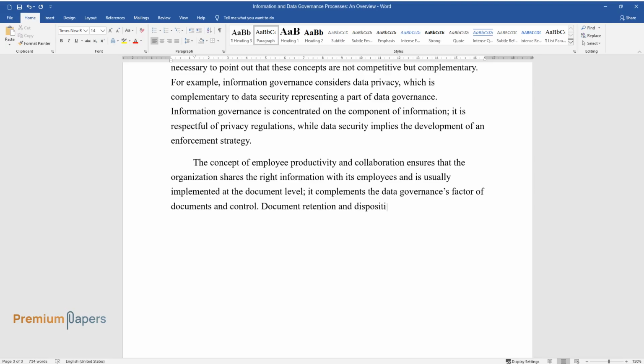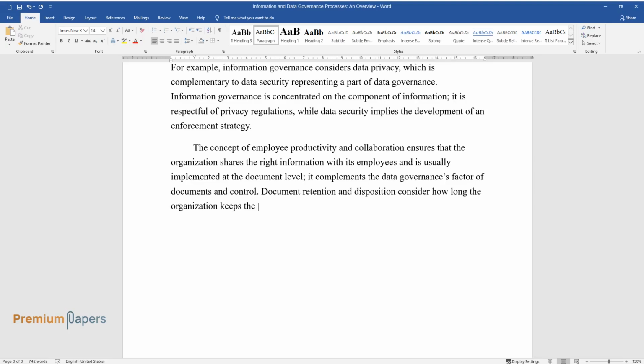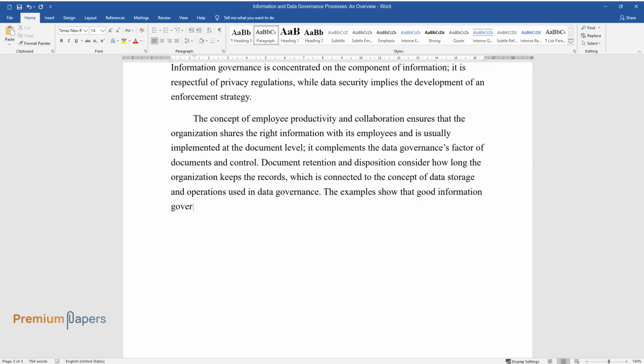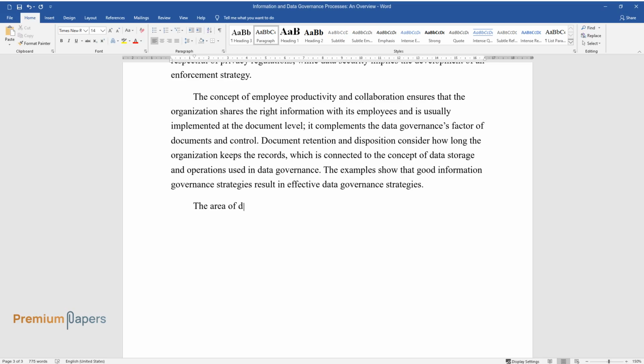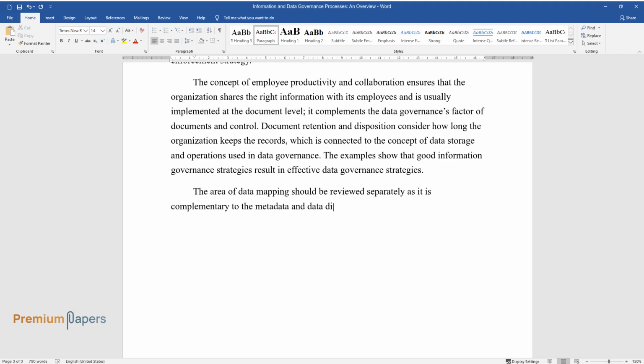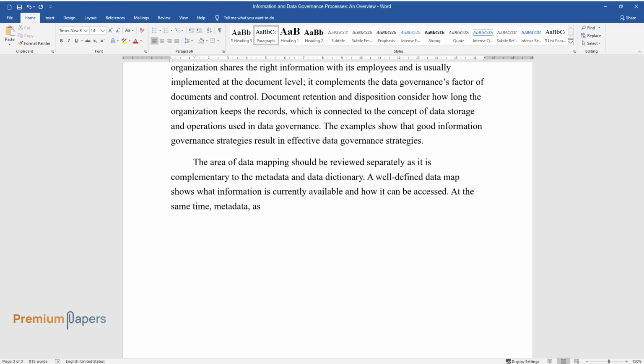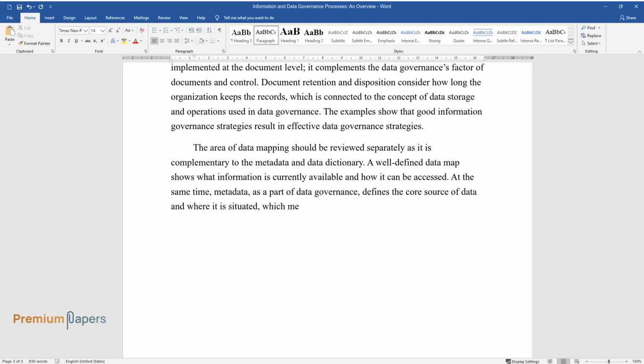Document retention and disposition consider how long the organization keeps the records, which is connected to the concept of data storage and operations used in data governance. The examples show that good information governance strategies result in effective data governance strategies. The area of data mapping should be reviewed separately as it is complementary to the metadata and data dictionary. A well-defined data map shows what information is currently available and how it can be accessed. At the same time, metadata, as a part of data governance, defines the core source of data and where it is situated, which means that the concepts correspond with each other.